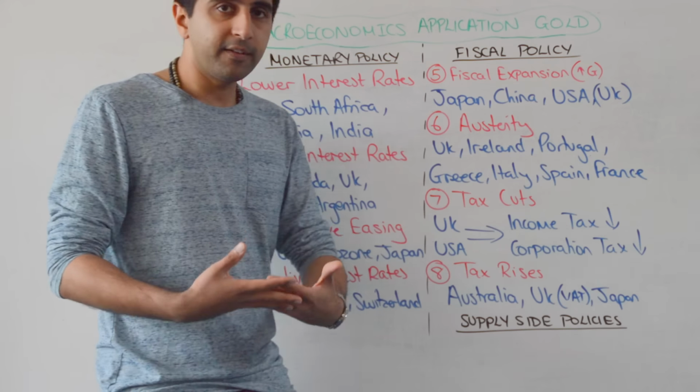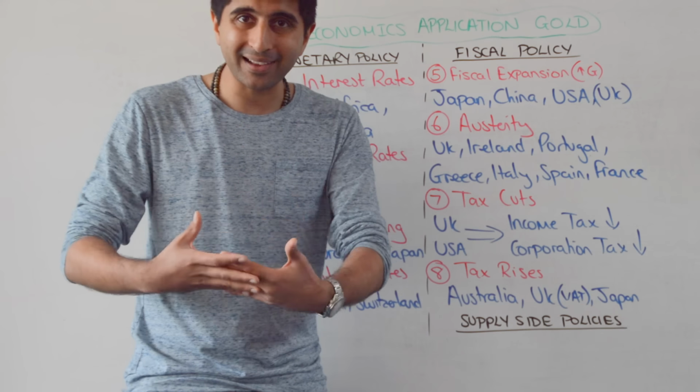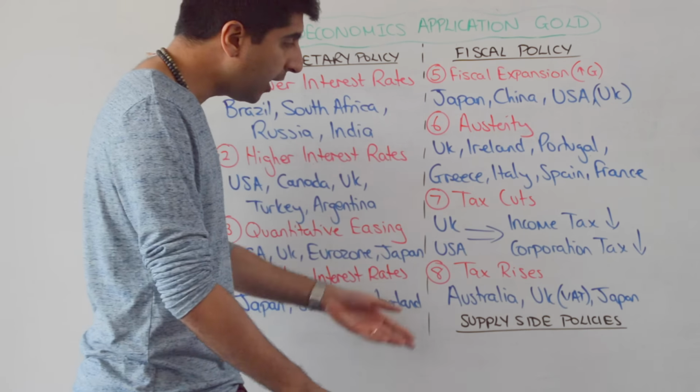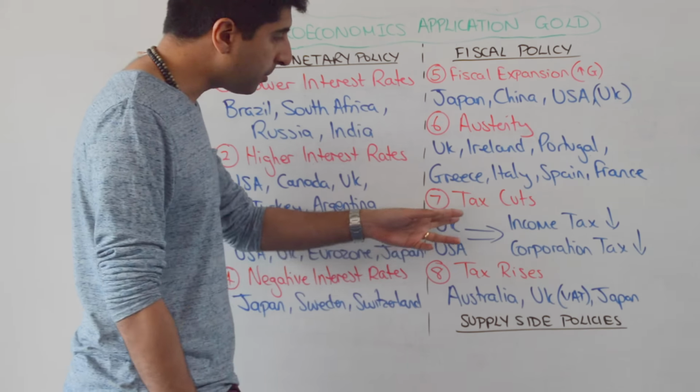If we look at expansionary fiscal policy in the other way, so tax cuts now, the other side of fiscal policy, we know about the UK and the US with both income tax and corporation tax cuts.